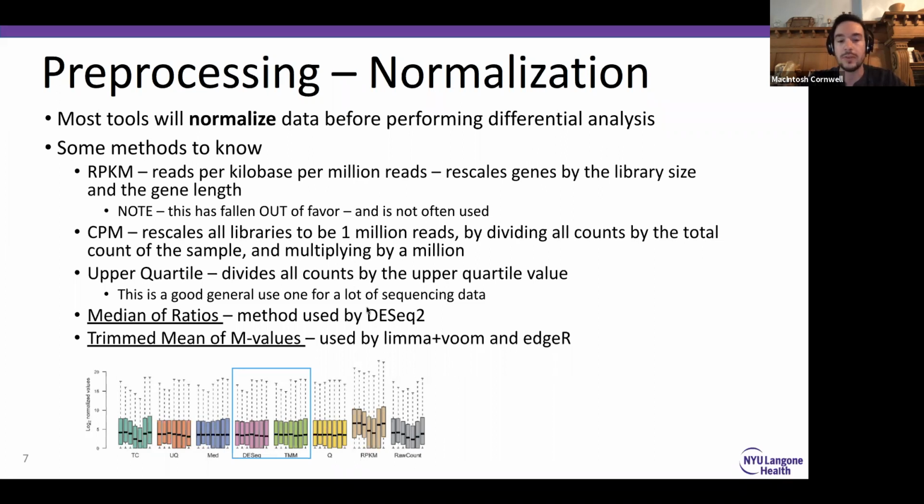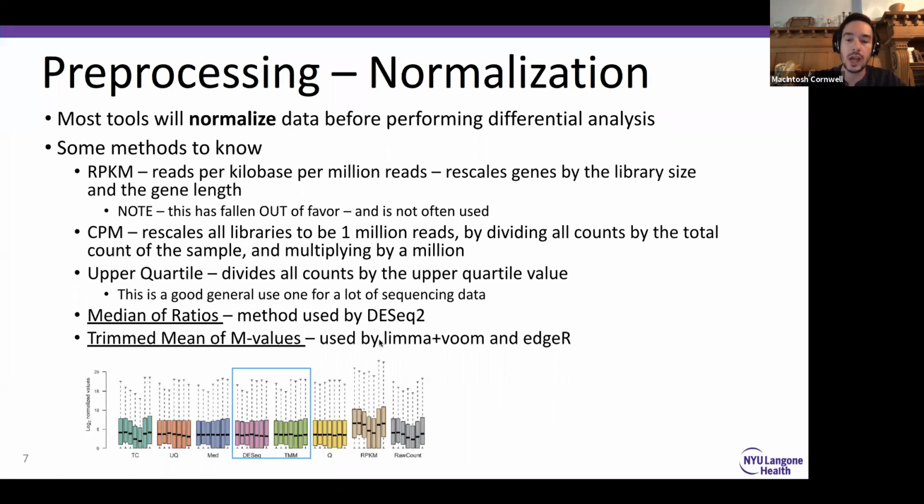Nowadays, people favor some of the methods actually built into the functions like limma and DESeq. Specifically, DESeq uses a method called the median of ratios, and limma uses trimmed mean of M values. Again, I'm not going to get into the math of any of this, but just know that the normalization methods used by these tools are the preferred means.